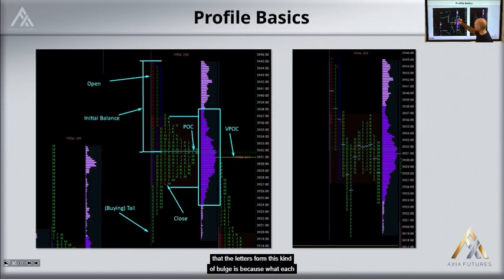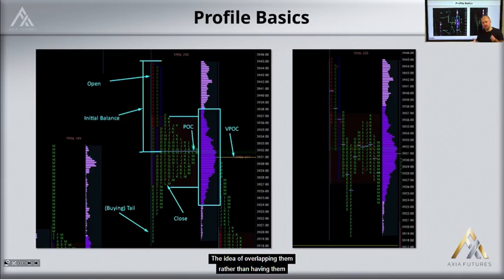Now, the way that the letters form this kind of bulge is because each letter represents a half-hour period. So in sequence, you will end up with something like this. You get the A, B, C, etc. The market will move through, and this then shows you the range that's covered over each period.